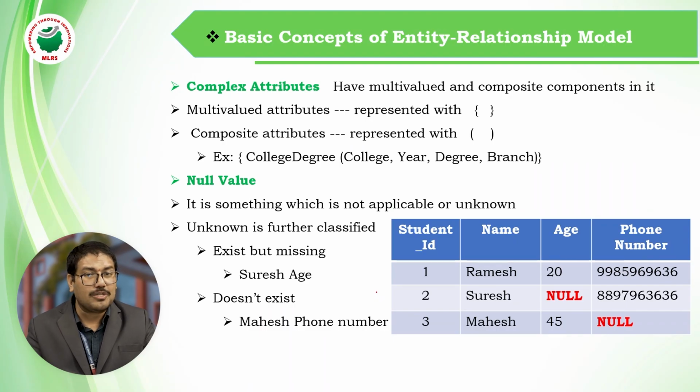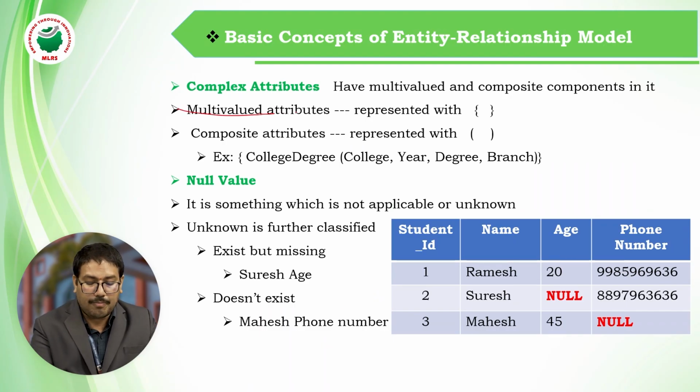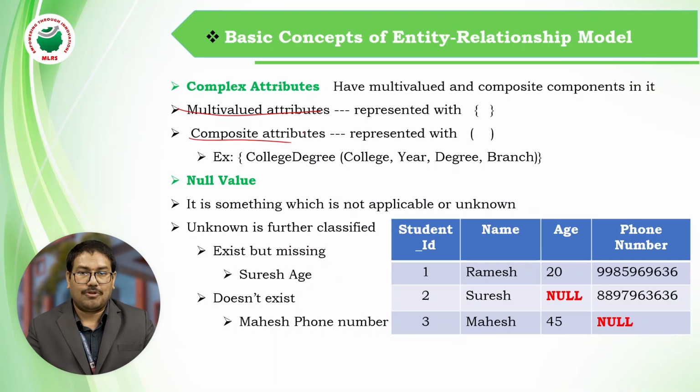A complex attribute is a combination of a multi-valued attribute and a composite attribute. Normally, while representing it on paper or in notes, we represent a multi-valued attribute with curly braces, and a composite attribute with normal braces. So a complex attribute is a combination of both.